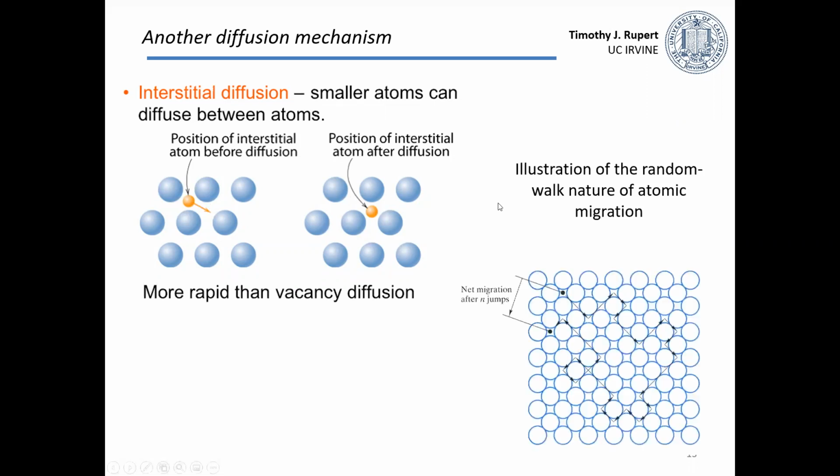And this is showing a more detailed path. So this black atom is at the top left of our crystal originally. It jumps around in patterns that are sort of random. And over time, it ends up some distance away. It's sort of randomly just jumping around, but the net migration after these N jumps is down and to the left.